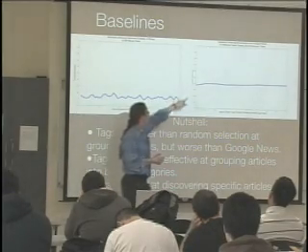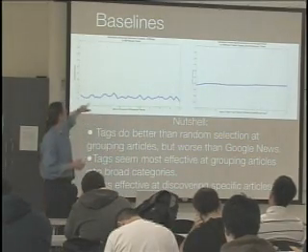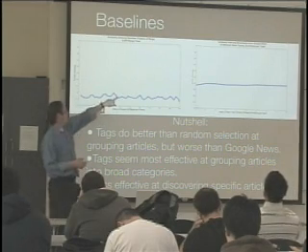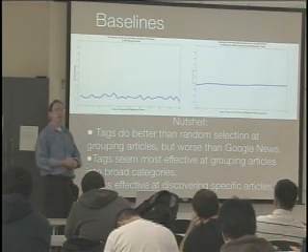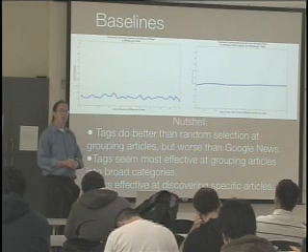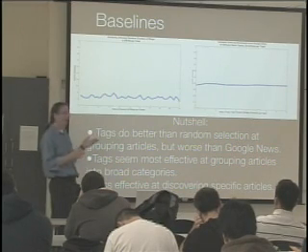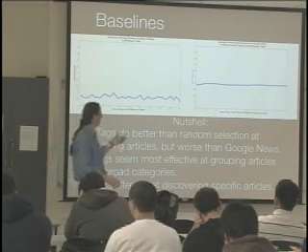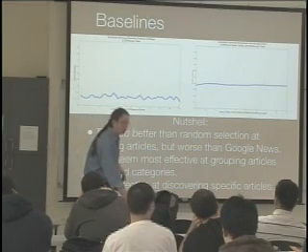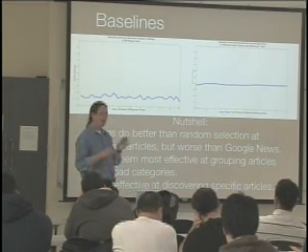And that's about 0.4. So in other words, tagging winds you up someplace between random and what a technique like Google News can use. Okay, so it's okay, but it's not great. Seems like there's some room for improvement. We could definitely get up to where Google News is going. Sound good? Okay, so that told us something.